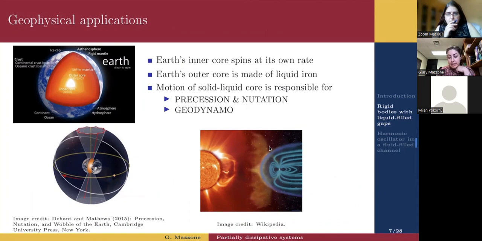Having this application in mind, from the geophysical point of view the translations of the inner core are not considered. So in this sense I'm just giving a motivation of why I'm not considering the translation of the inner core, because my ongoing and future work will basically be trying to find a mathematical motivation of these two phenomena. But now let's go to the equations.